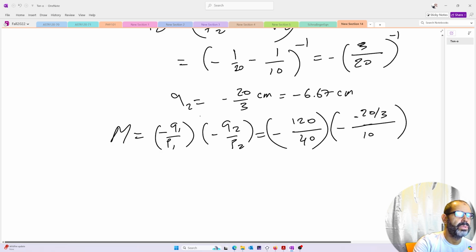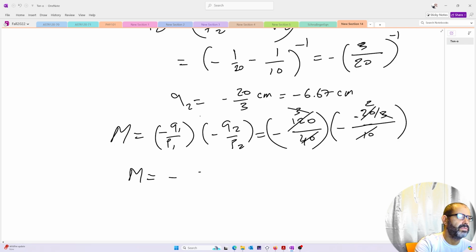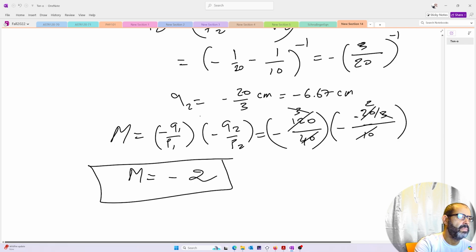Okay, negative and a negative and a negative, so the M at the end is going to be a negative value. And 20 over 10, that's 2, 120 over 40, that's 3, 2 times 3, and 3 cancels the 3, so it's negative 2. Okay, so the magnification is just negative 2. It cannot be as simple as this. So it's double in size, but it's inverted upside down, okay?